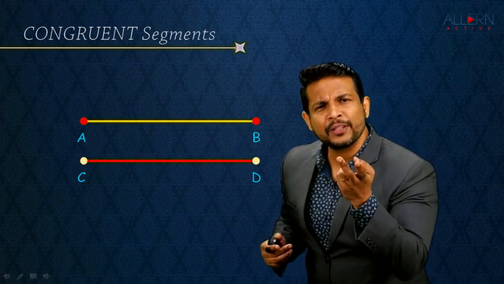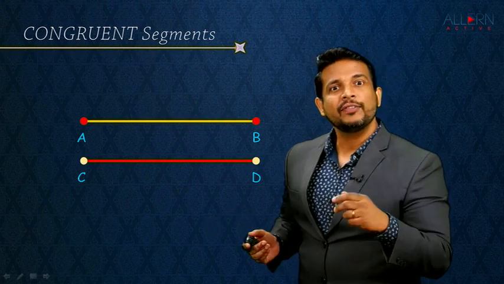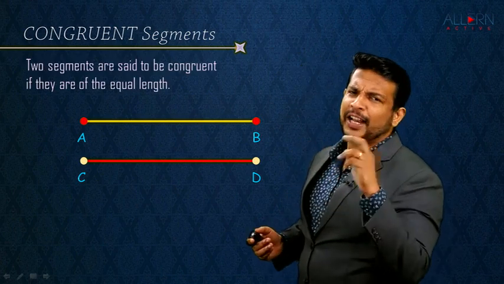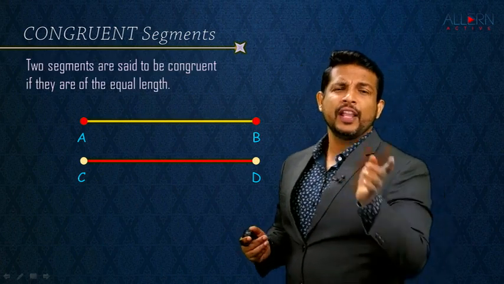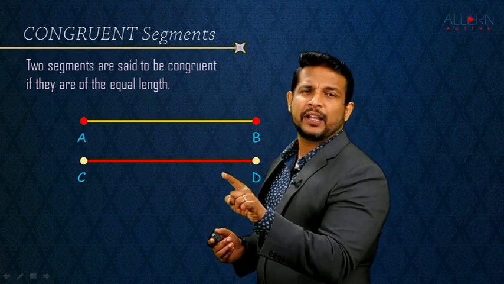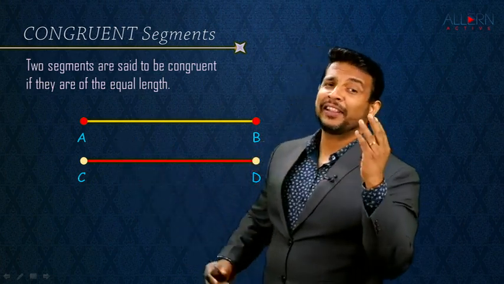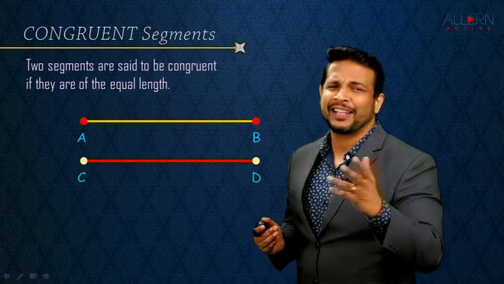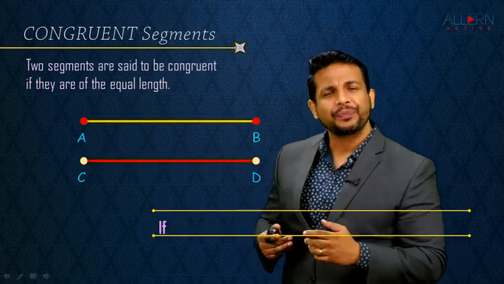So when are two segments said to be congruent? Very simple. If they are of equal length, if they are of the same length, that's the definition. Two segments are said to be congruent if they are of equal length. If this is 10 centimeter, this is 10 centimeter, then they will exactly coincide. And that is when we say that two segments are congruent. Was that easy? It's so simple. There's nothing great in that. Very, very easy, right?